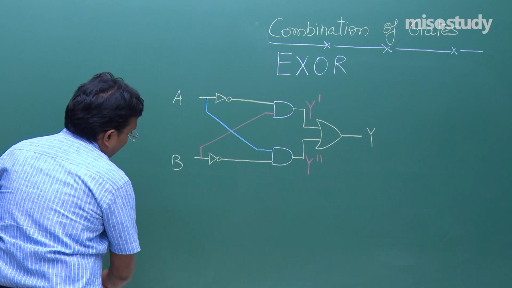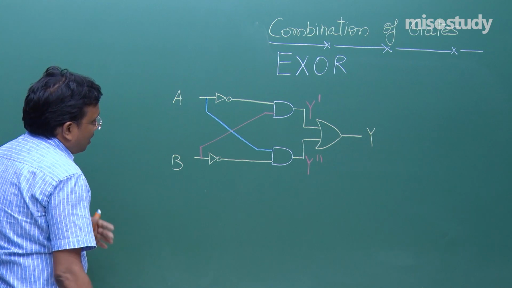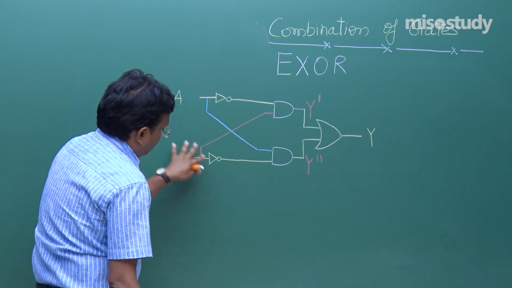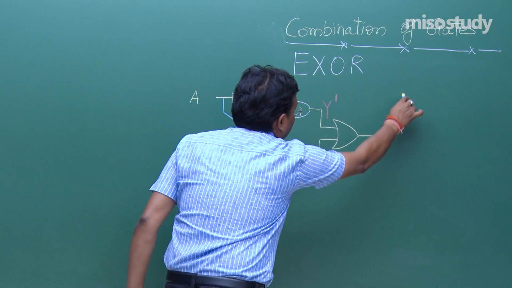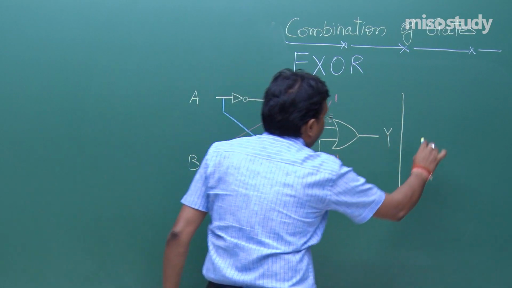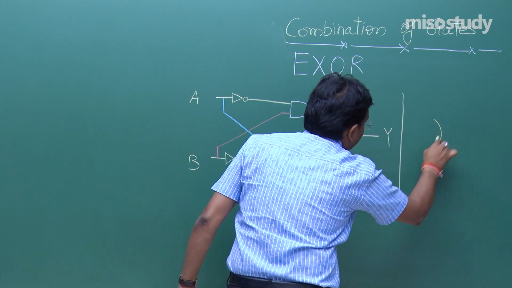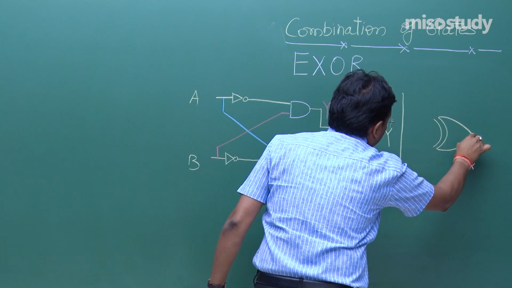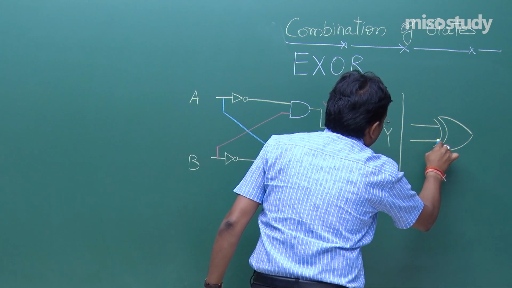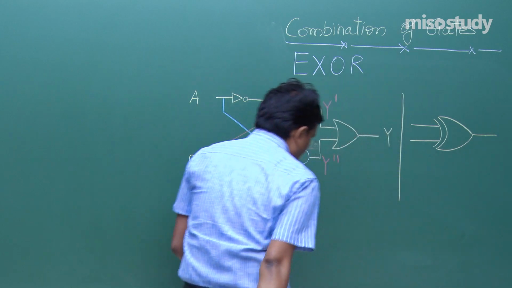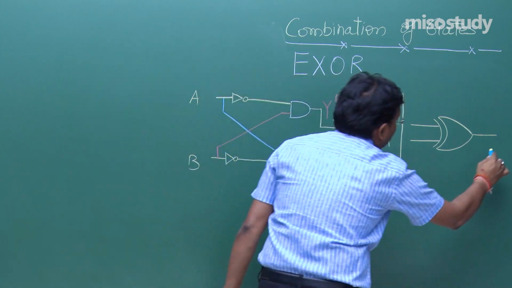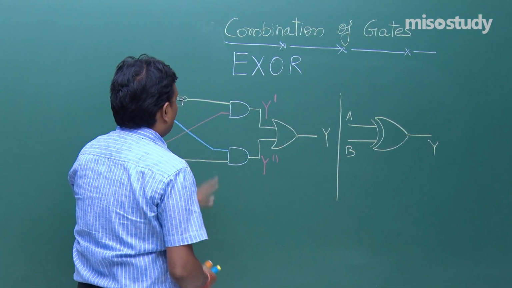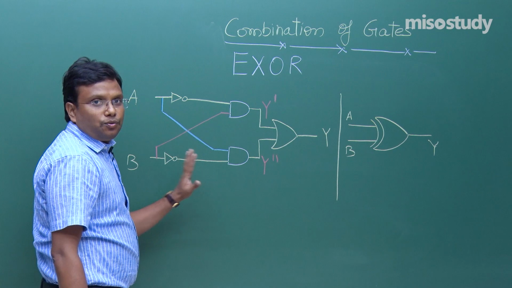I hope this diagram is beautiful enough. But if you want to create a simple circuit for this big circuit, you can draw it also in this manner. Fine. This is also the symbol of exclusive OR gate, A, B. So, either draw this or draw that, it is up to you, no problem.